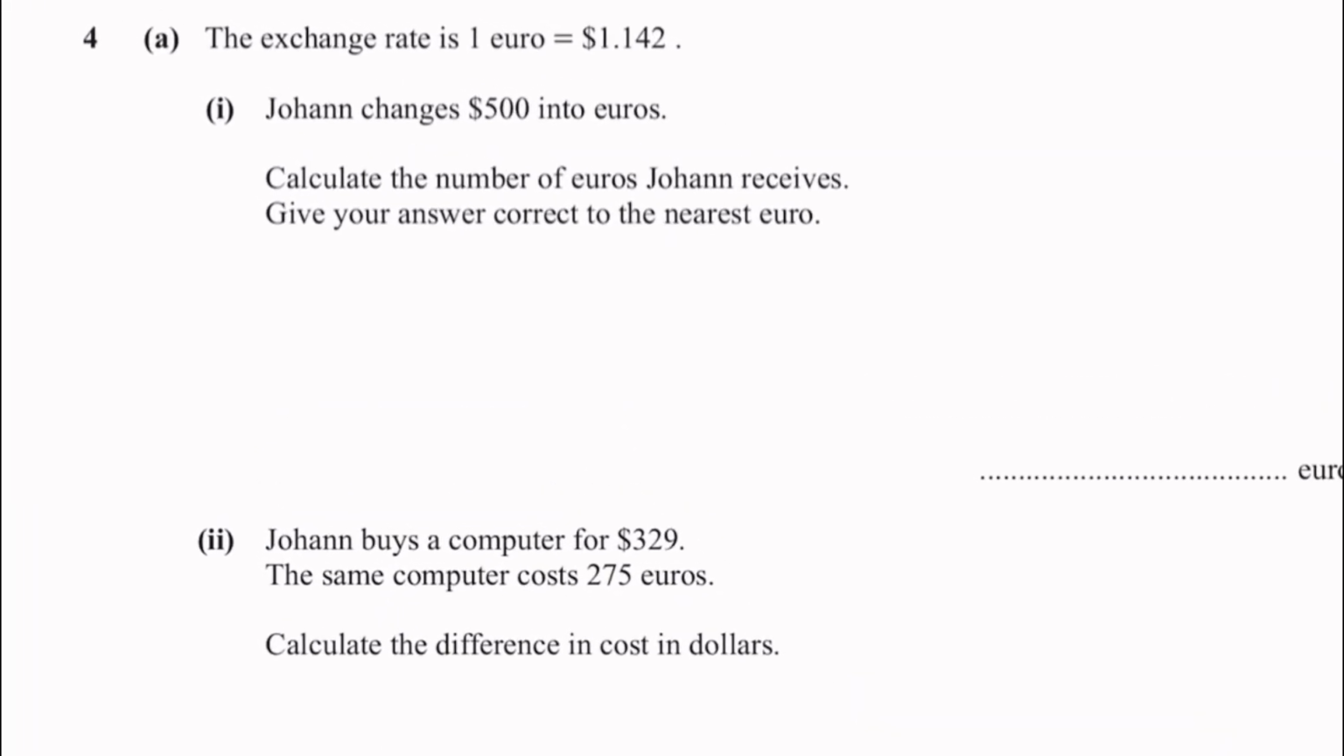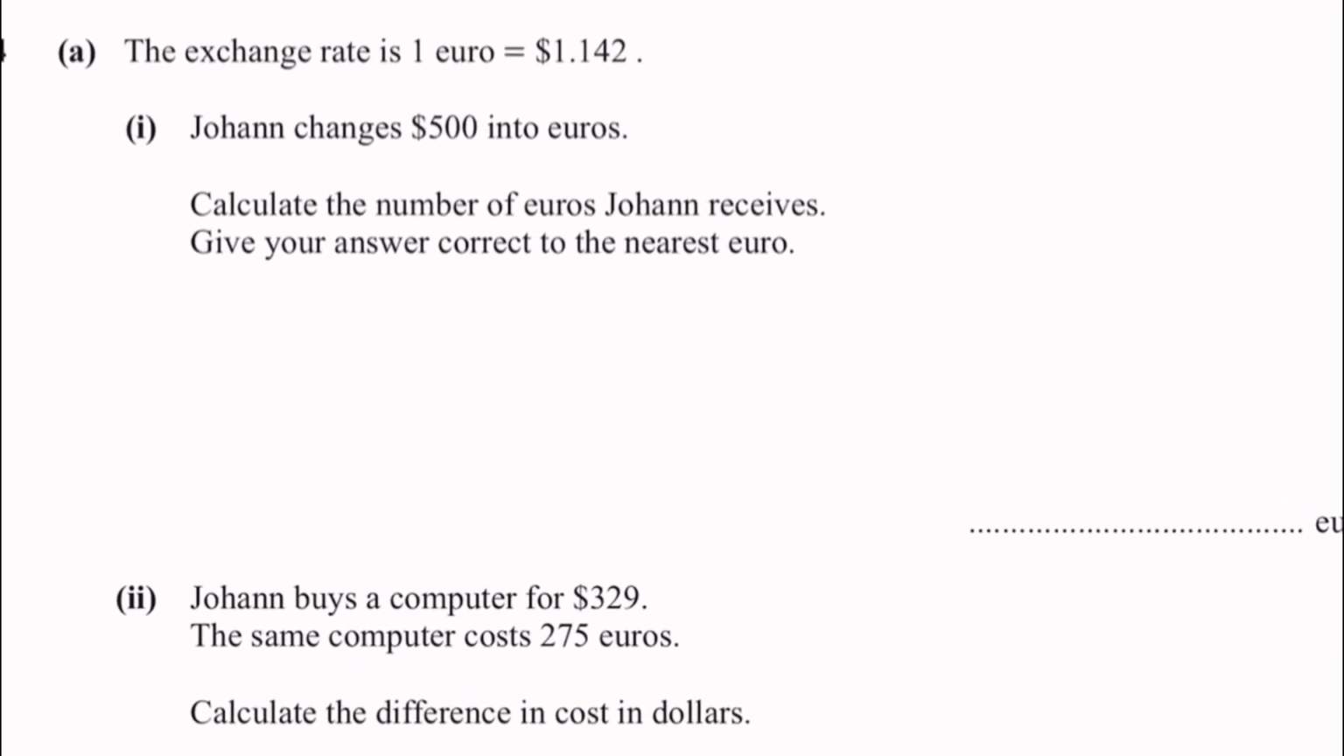Question 4. The exchange rate is €1 equals $1.142. John changes $500 into euros. Calculate the number of euros John receives. Give your answer correct to the nearest euro.